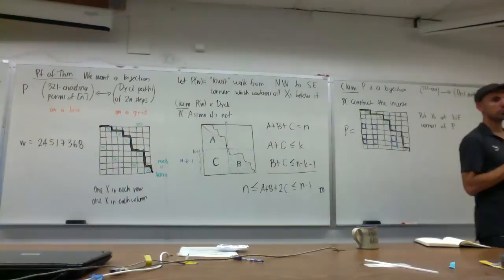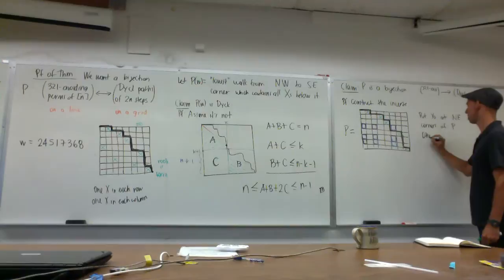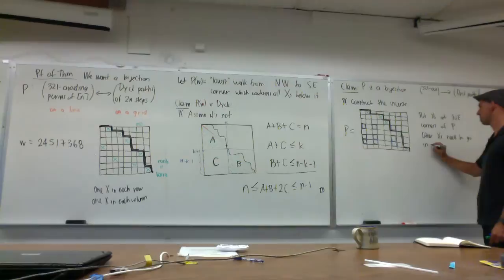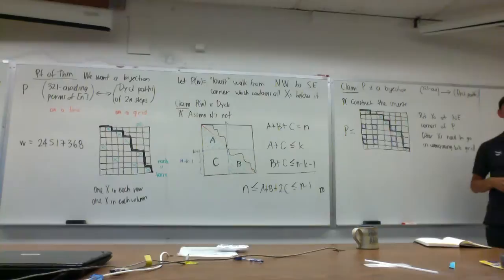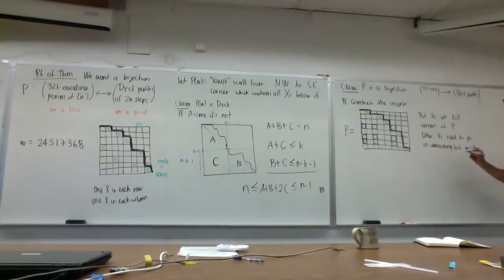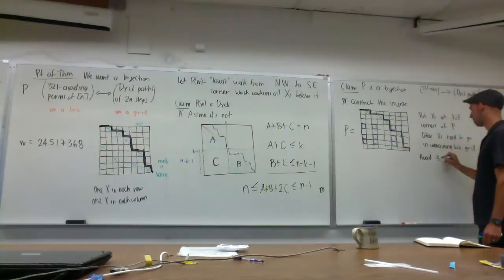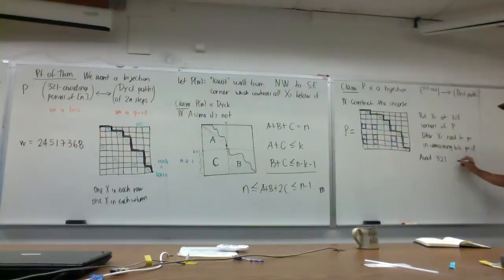So the other X's need to go in the remaining k by k grid, the blue grid that I have there. And I want to avoid the pattern 3 2 1. How does the pattern 3 2 1 look in terms of x's? It means biggest, medium, smallest.